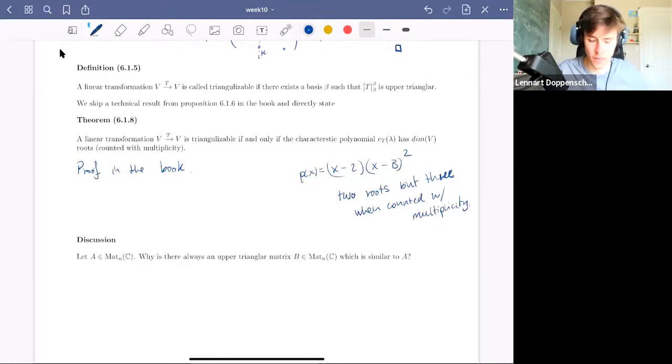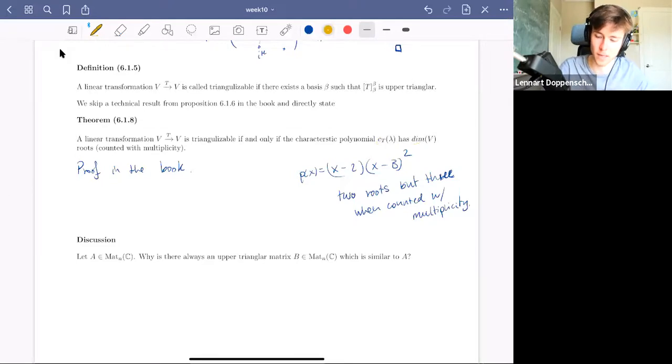Yes. So whenever we don't specify whether we mean the algebraic or the geometric multiplicity, it always means the algebraic multiplicity. Because in particular here, when we talk about the characteristic polynomial and the roots, then only the algebraic multiplicity makes sense. Okay, any ideas about this discussion?